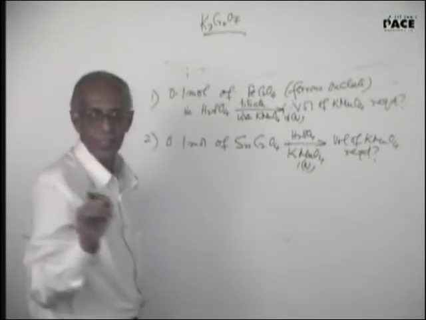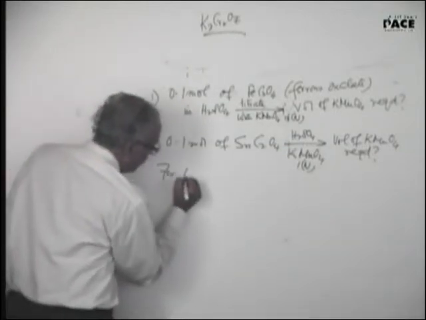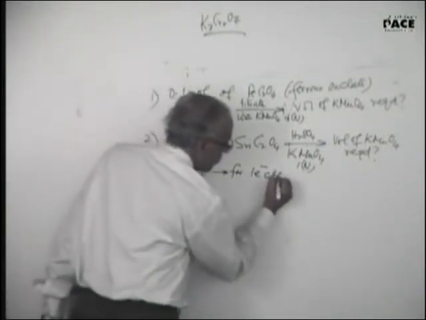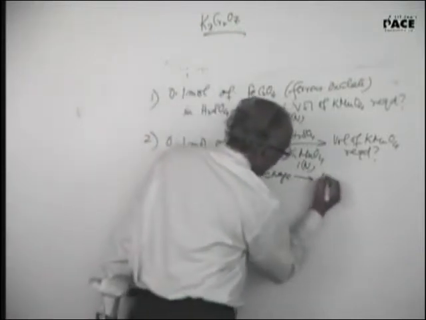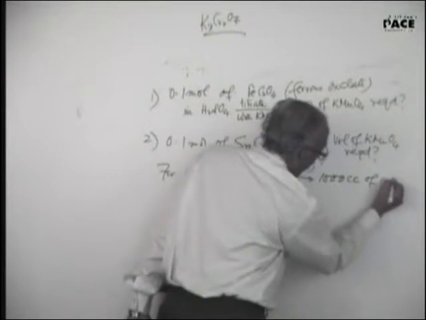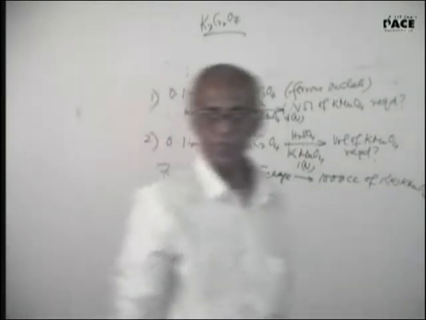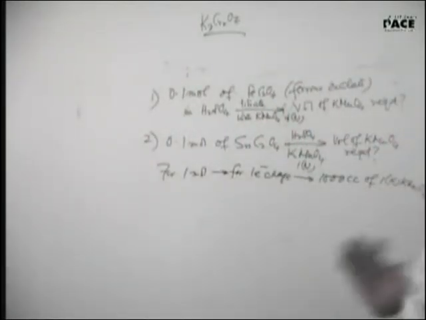Okay, I give you a hint. For 1 mole, for 1 electron change, you require 1000 cc of 1 normal KMnO4. It's a simple unitary method. For 1 mole, for one electron change, you require one equivalent of permanganate, which is equal to 1000 cc of one normal permanganate solution.